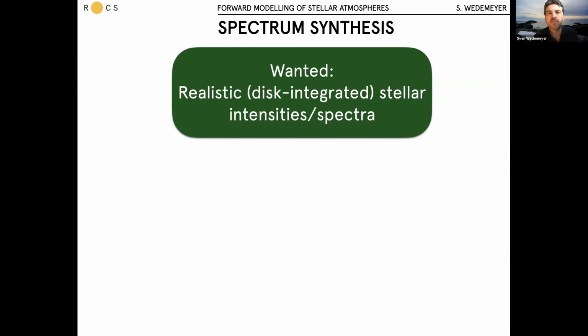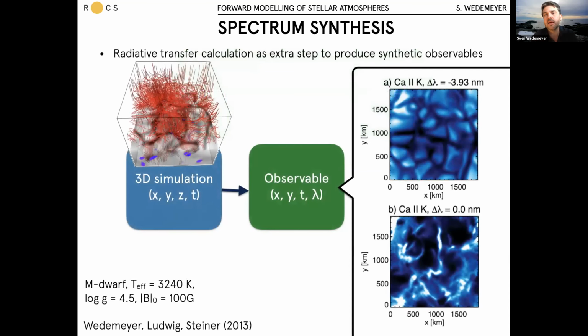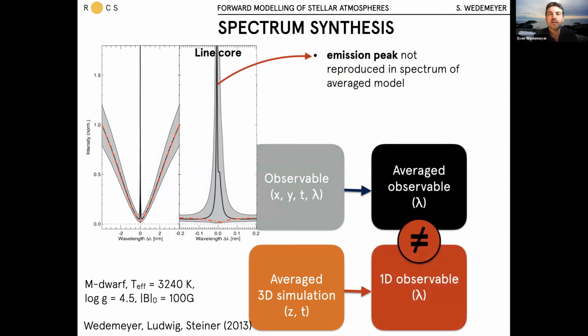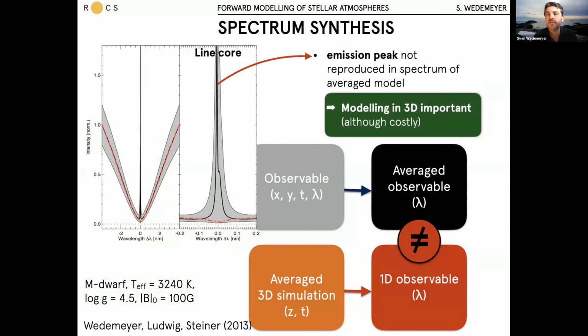And another last important point I want to make maybe is that if you want realistic disk-integrated stellar spectra based on the models, then what you can do is you take your 3D model, you make radiative transfer, you get observables, spatially resolved. Here you see an example from a simulation for the Ca II K line. And if you want to go then to the stellar signal for that, disk-integrated, you can either do the radiative transfer for all spatial positions, then you average the observable, or you average the model first, you get like a 1D stratification and do the radiative transfer afterwards. And obviously this is not the same thing. In this particular example that's published in 2013, that would mean if you just go with a 1D model, you actually would lose the emission peak in the line core of this line that you would clearly see in the 3D case. Conclusion here is the modeling in 3D is really important, although it's very costly.